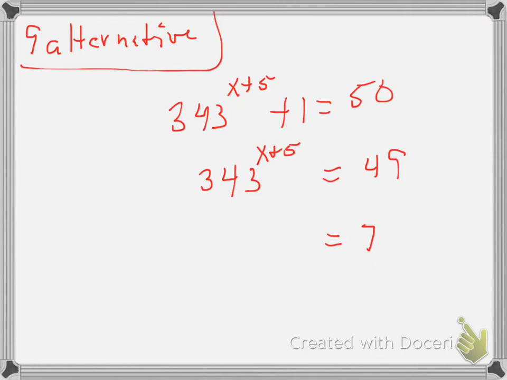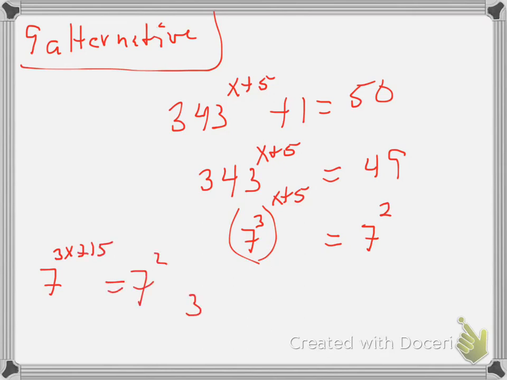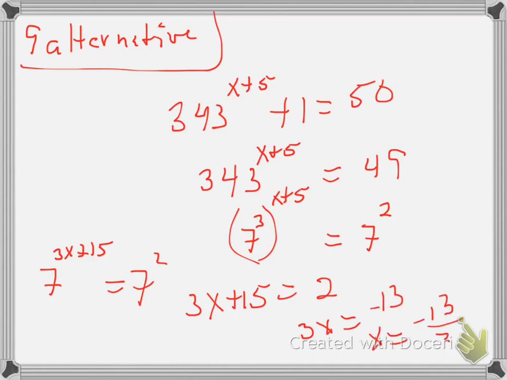Now, 49 is 7 squared. 343 is 7 cubed raised to the x plus 5. Now, if you happen to recognize that, that's great. If not, the other method works just fine. So this would give us 7 raised to the 3x plus 15 equals 7 squared. So 3x plus 15 equals 2. So 3x would equal negative 13, or x would equal negative 13 over 3.